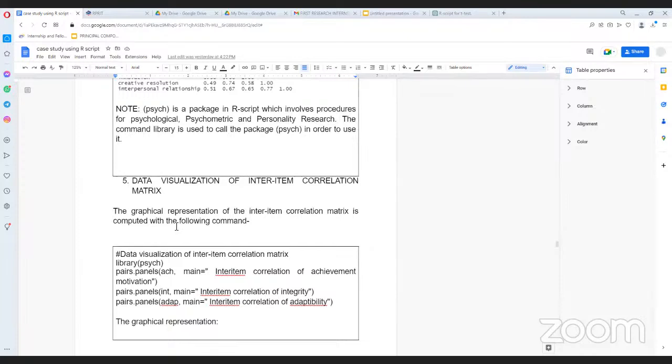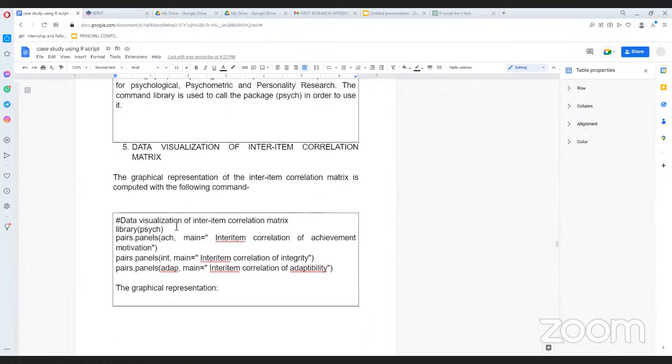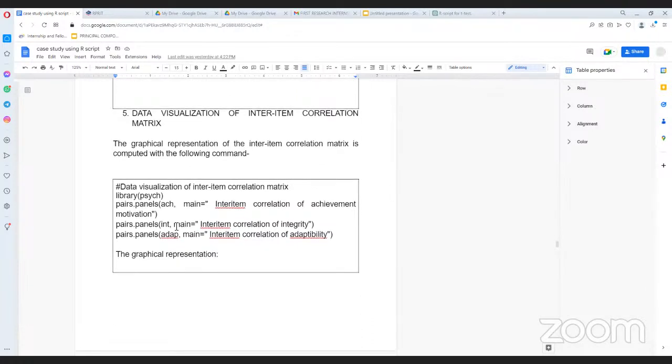Now, fifth, data visualization of inter-item correlation matrix. The graphical representation of the inter-item correlation matrix is computed with the following command. Hashtag data visualization of inter-item correlation matrix. Library psych. pairs.panels bracket ACH, comma main is equal to inter-item correlation of achievement motivation. pairs.panels bracket INT, main, inter-item correlation of integrity.